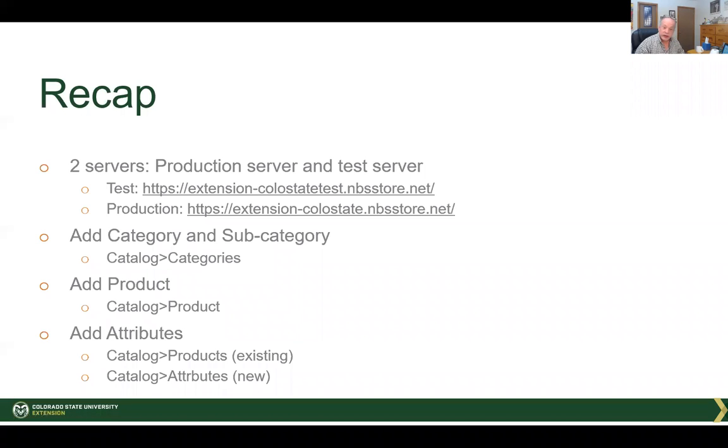So a recap of what we did last time. There are two servers, not one, the test server and then the production server. The test server is your playground, your sandbox. You can use the test server to figure out how the eStore works, make mistakes in there, and set up your product until it's exactly the way you like it. Once you're done playing around in the test store, you can go to the production store and actually set up your product, and that's the store that the end user will see. We also talked about adding categories and subcategories, adding products, and adding attributes.